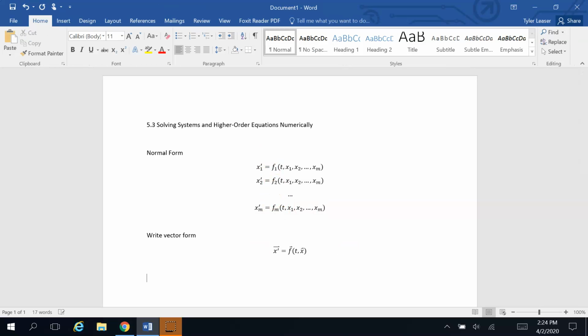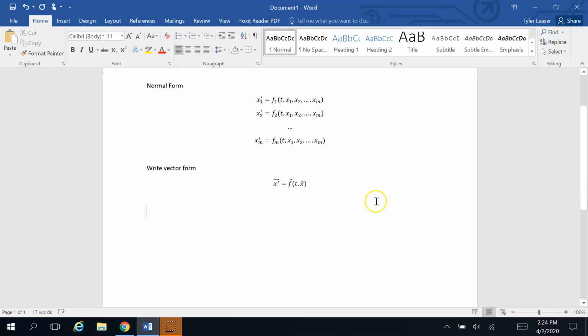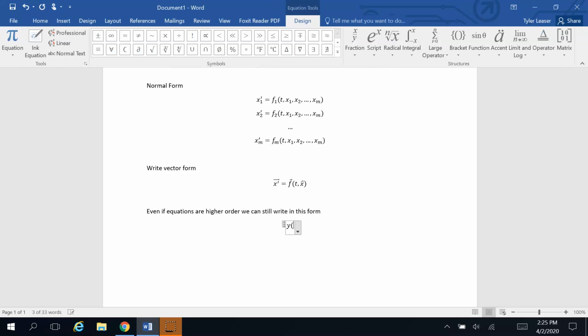Okay. So what is really cool about this, and what is nice about this, especially when we start looking at Euler's method, is that it's not just for a system of equations. This actually lets us extend higher order differential equations into the system. So even if equations are higher order, we can still write in this form. And I'll give you a quick general way of doing it.